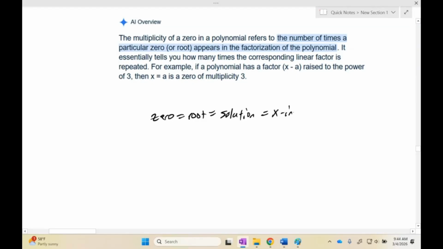all of these things are x-intercepts, the physical representation of those. So it's a factorization of the polynomial. It tells you how many times the corresponding linear factor is repeated. For example, if the polynomial has a factor of x minus a, and I was using c in my example, raised to the power of 3, then x equal to a is a 0 with multiplicity 3.